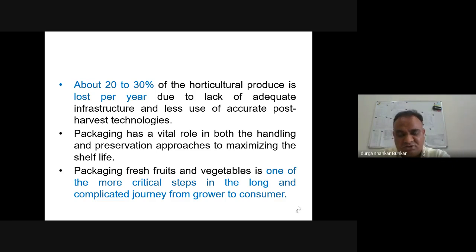So all about this, packaging has a vital role in both handling and preservation, approaching to maximize the shelf life. If we are reducing handling losses, that is a great factor, and with some kind of preservation approach we can maximize the shelf life, which is an important factor. Packaging fresh fruit and vegetable is one more critical step in the long and complicated journey from grower to consumer. Definitely the grower is a representation of our Indian farmer.